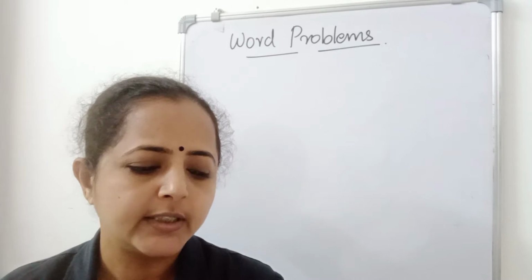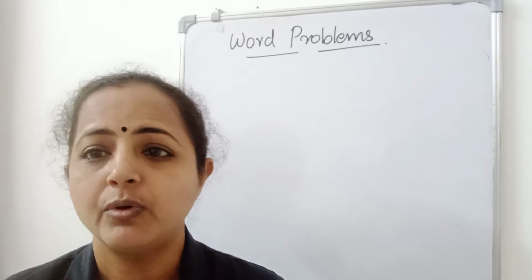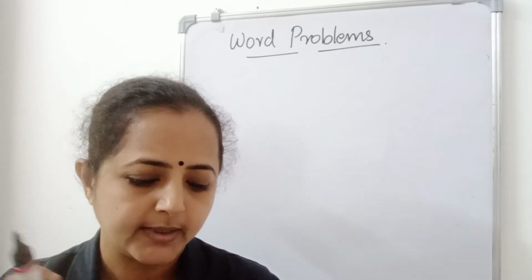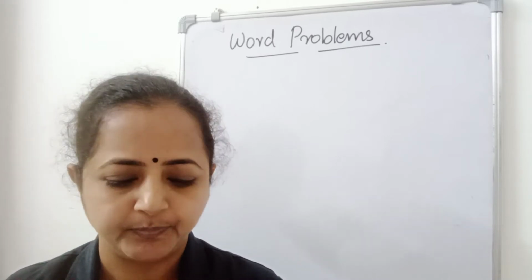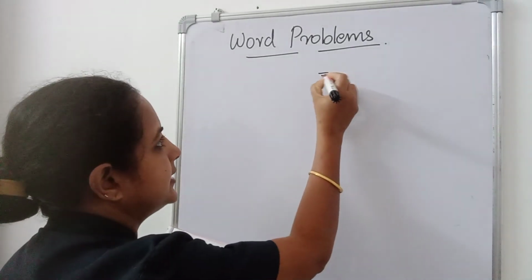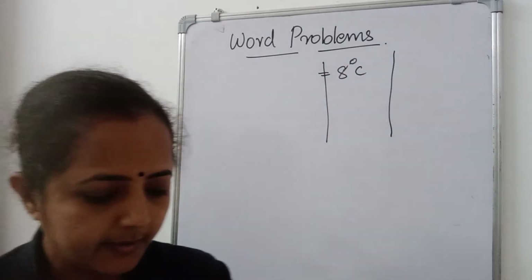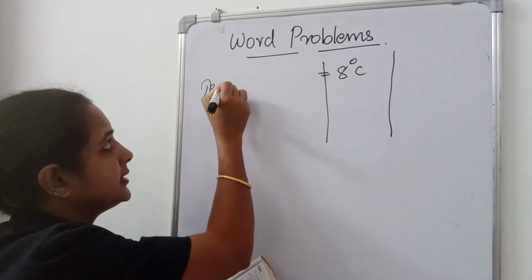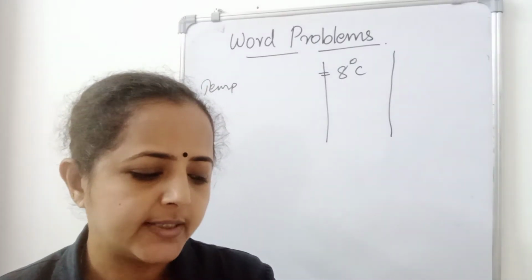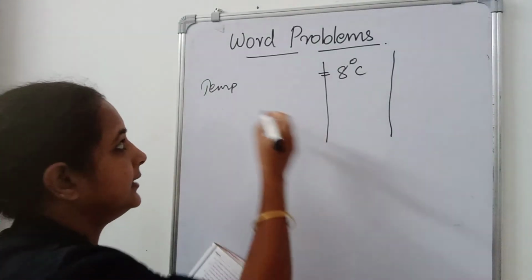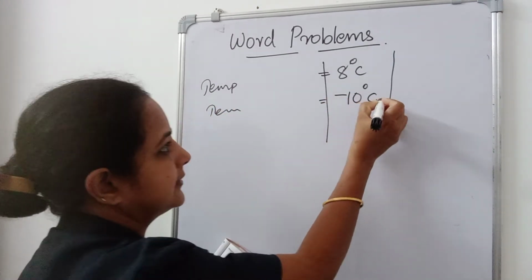The temperature of the fridge compartment of a refrigerator is set at 8 degrees Celsius. So we can write the step as: temperature of the fridge compartment is equal to 8 degrees Celsius. Okay, steps you have to write here. The temperature of the freezer compartment is minus 10 degrees. So write here: temperature of the freezer compartment is minus 10 degrees Celsius.